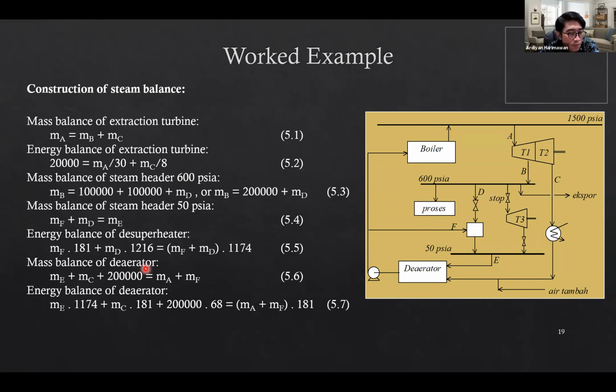And then you have the mass balance of the deaerator, energy balance of the desuperheater. So you just multiply the flow rate with the enthalpy for the energy balance, and then also the energy balance of the deaerator. Any confusion how to construct this steam balance?